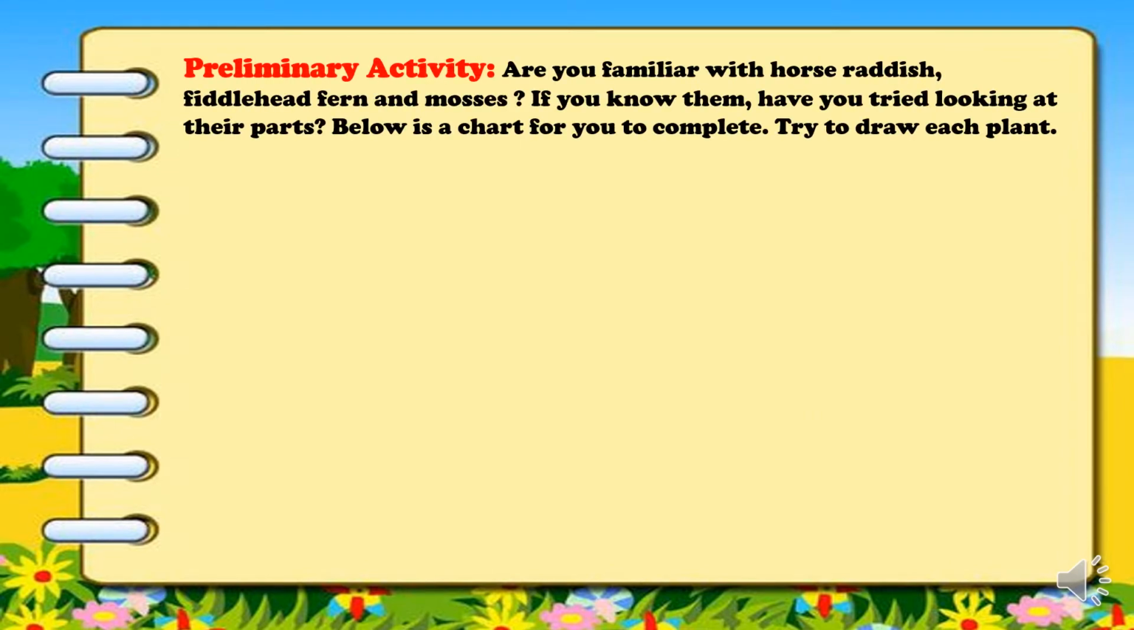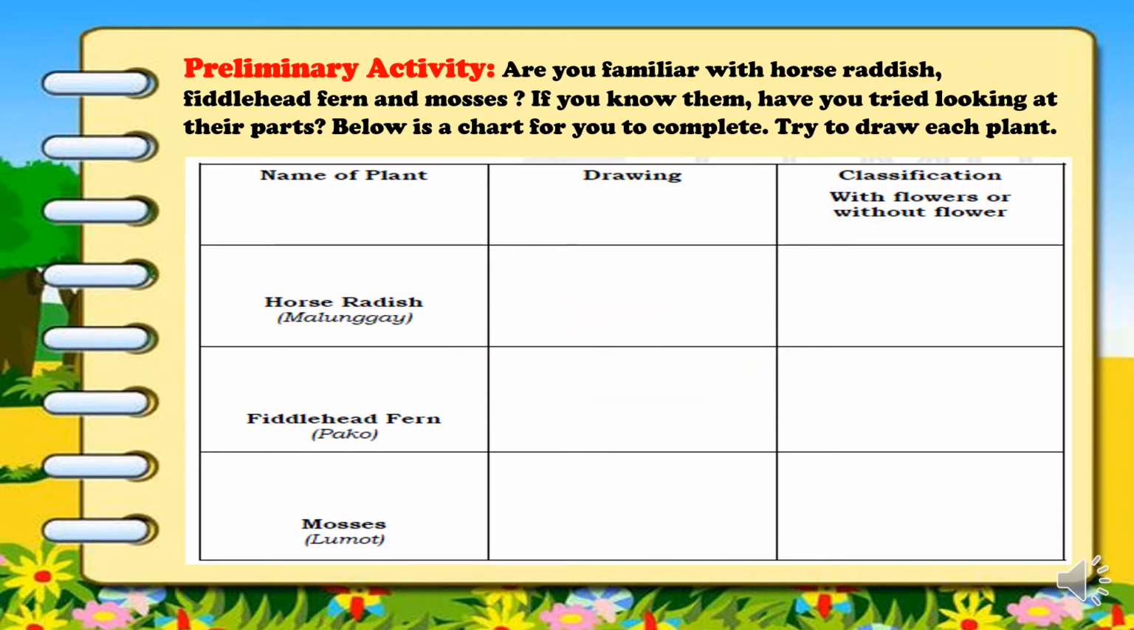Before we go on with our lesson, let us answer first the preliminary activity. Are you familiar with horseradish, fiddlehead fern, and mosses? If you know them, have you tried looking at their parts? Below is a chart for you to complete. Try to draw each plant. So the names of the plants we have: horseradish or malunggay, fiddlehead fern or pako, and mosses or lumot. For the second column, you have to draw the plant. And for the third column, you have to identify the classification of the plant.